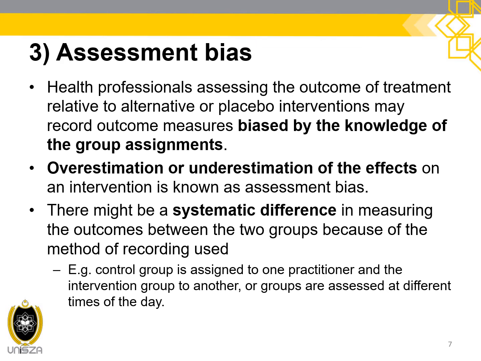The third type of bias in RCT is assessment bias. Health professionals assessing the outcome of treatment relative to alternative or placebo interventions may record outcome measures biased by their knowledge of the group assignment. Overestimation or underestimation of the effects of an intervention is known as assessment bias. There might be a systematic difference in measuring the outcomes between two groups because of the method of recording used. For example, the control group is assigned to one practitioner and the intervention group to another practitioner, or groups are assessed at different times of the day.